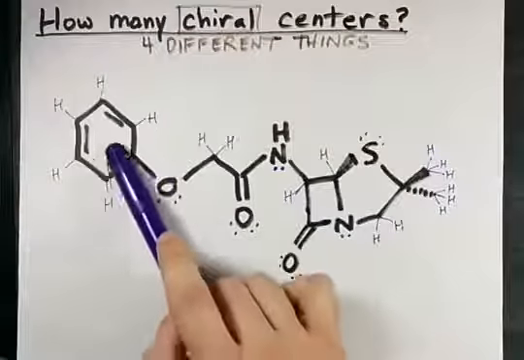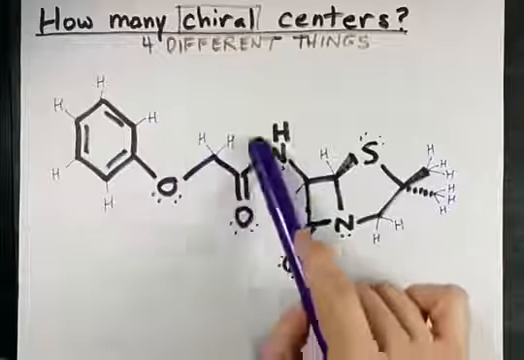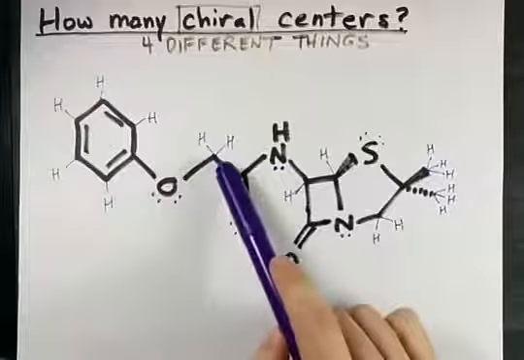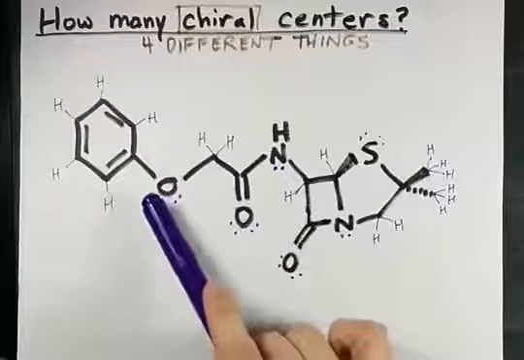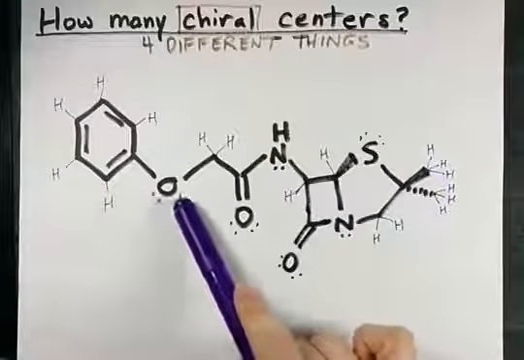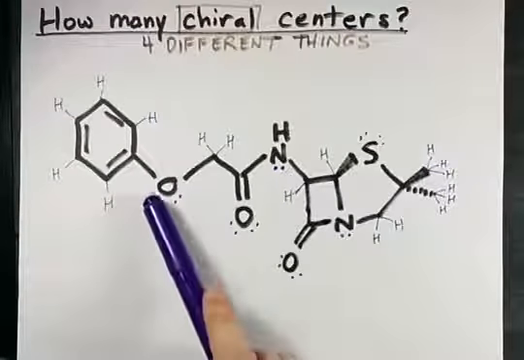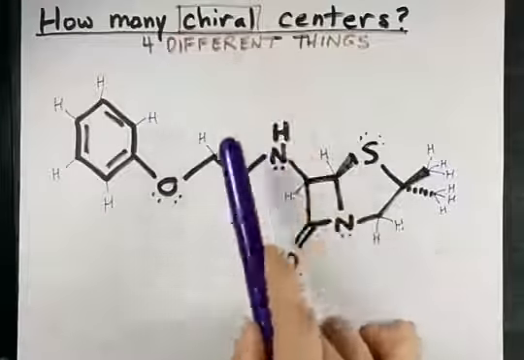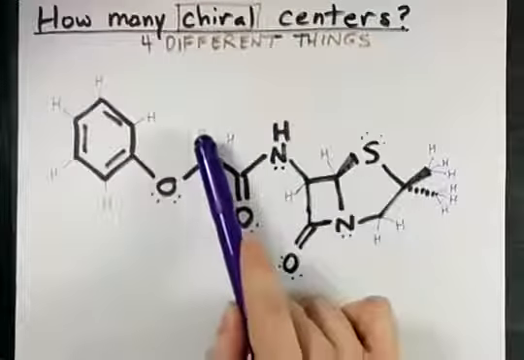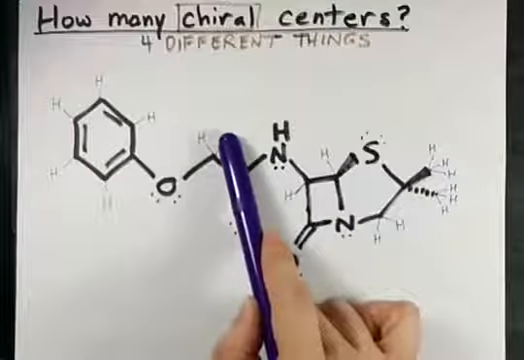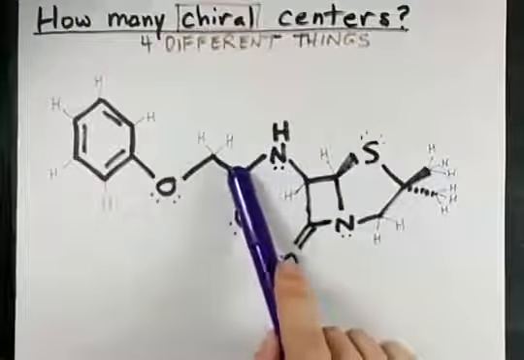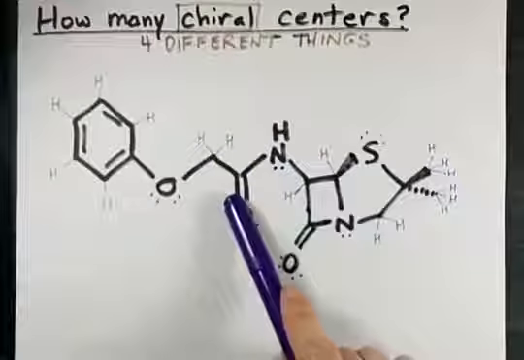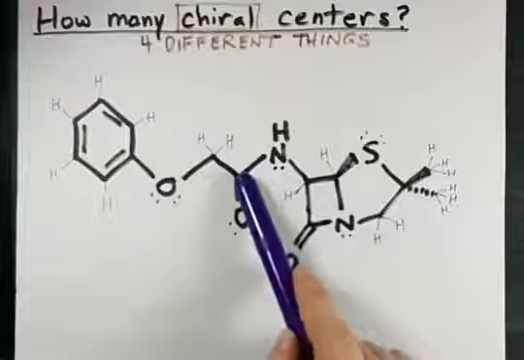Oxygen is connected to this thing, which are clearly different from each other. And then it has 2 lone pairs, but the lone pairs are the same, like that lone pair is the same as that lone pair. So it's not 4 different things. This carbon, 2 hydrogens, which are the same, not chiral. This carbon, only connected to 3 things, not chiral.